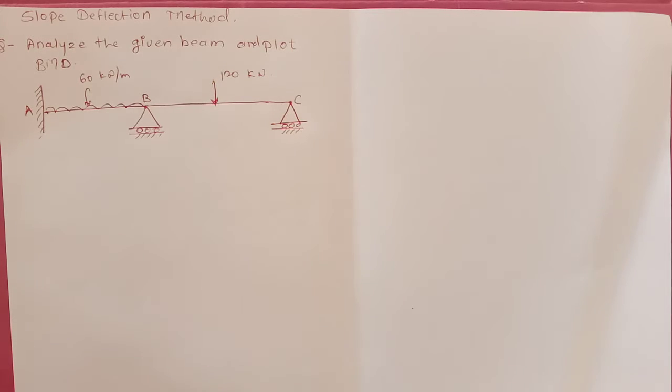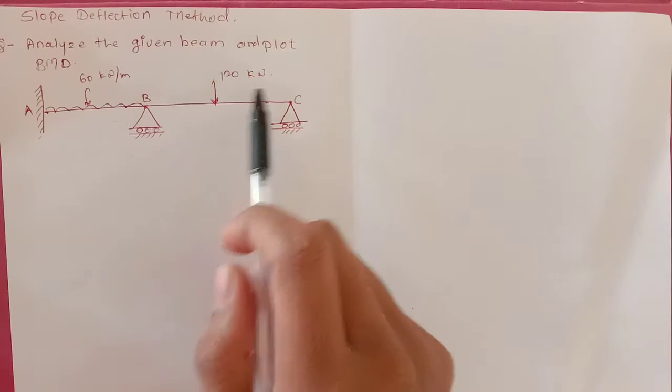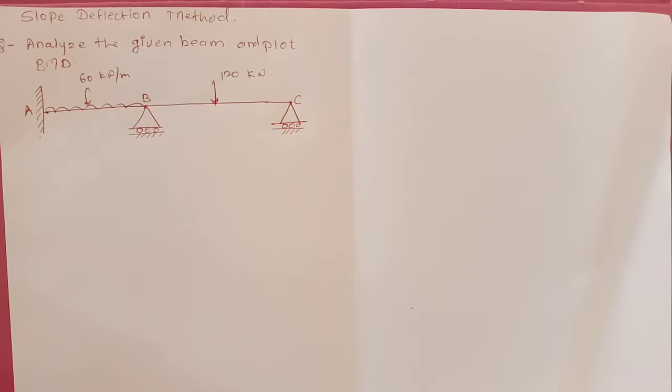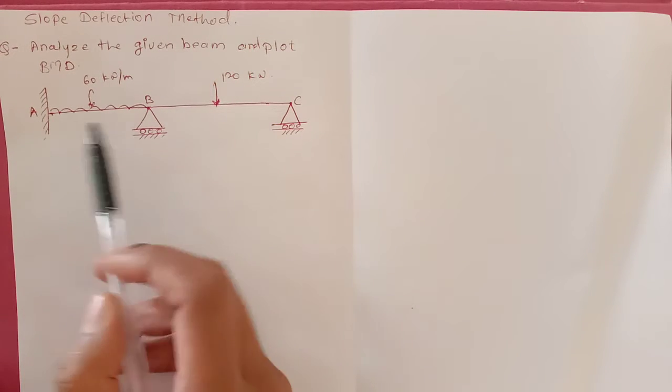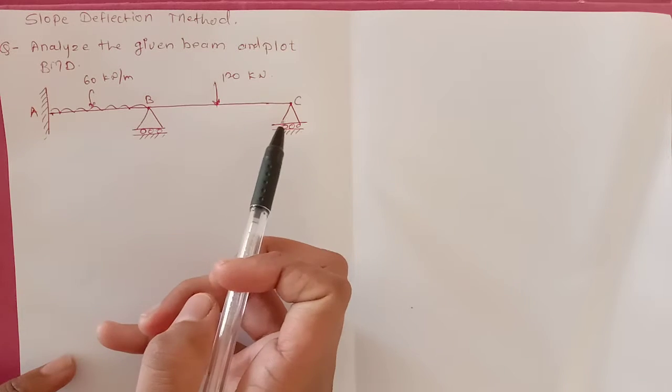Hello everyone. In today's lecture we will solve one more problem on continuous beam with one end fixed and other end hinged. So the problem statement is: analyze the given beam and plot the bending moment diagram. The given figure is a continuous beam ABC. A is a fixed support, B and C are roller supports.